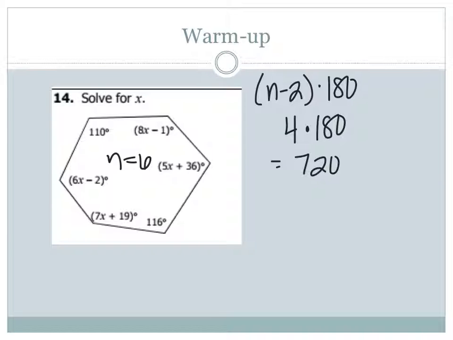What am I going to do with that piece of information? Yes, Caleb. I'm going to add them all up, and it equals 720. To save us some time, I'm going to take all my x's and combine them. So we have 8x plus 5x plus 6x plus 7x. So 5, 6, 7, 8 is 26x.